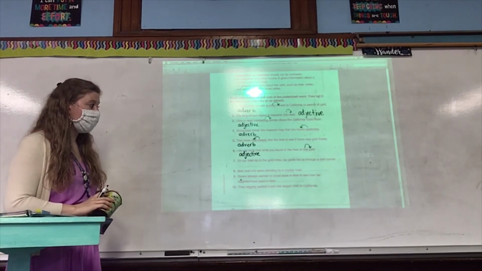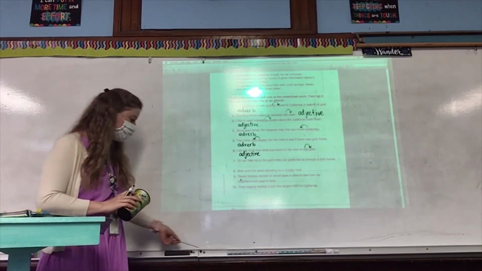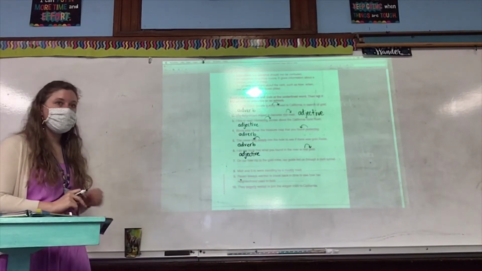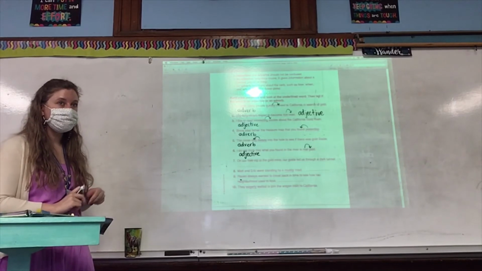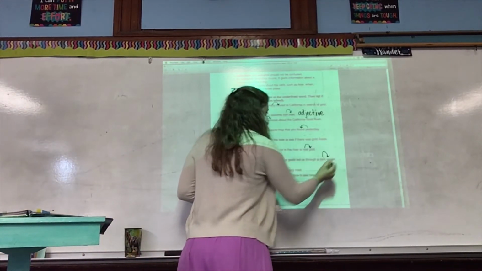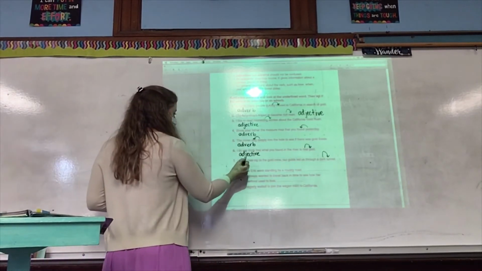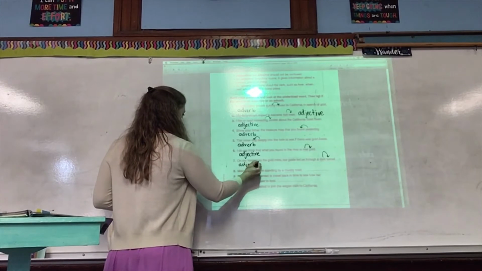Number 7, on our field trip to the gold mine, our guide led us through a dark tunnel. Aaron, dark is describing what? Tunnel. Is tunnel a noun or a verb? A noun, which means dark is an adjective.